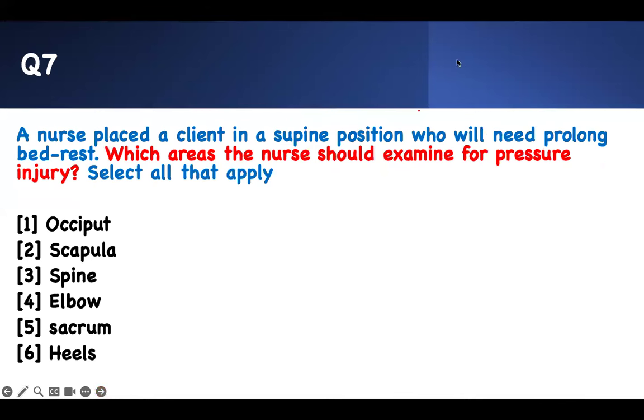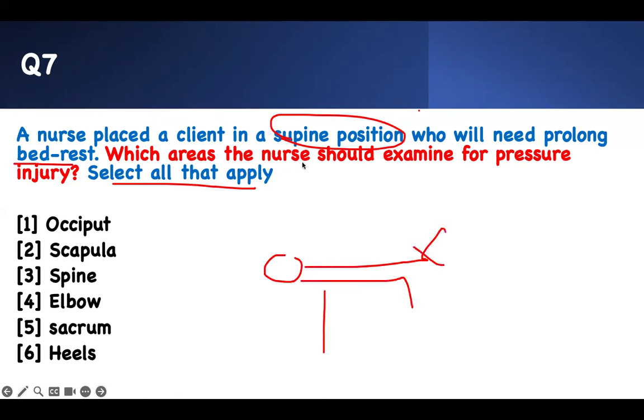Number 7. This is just to emphasize that since I did that question, I'm following it with this one. Select or apply, and then place the client in the supine position who will need prolonged bed rest. That means he's going to be on bed rest for a long time. So he's in a supine position. Which areas should the nurse examine for pressure injury? Think about it. You're going to lie down for a long time. Which areas do you look at?